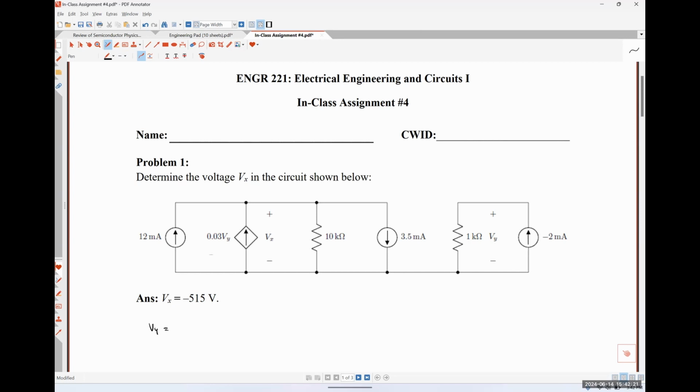Ohm's law? Ohm's law, absolutely right. So go ahead and tell me what that's going to look like. You'll set Vy equal to -2 milliamps and 1 kilo ohm. So -2 milliamps times 1 kilo ohm. So that's going to look like -2 volts.